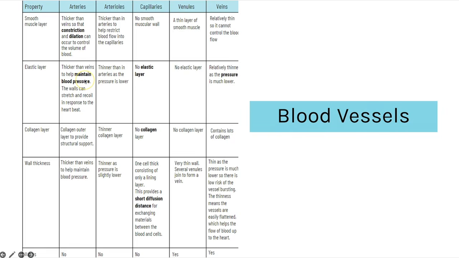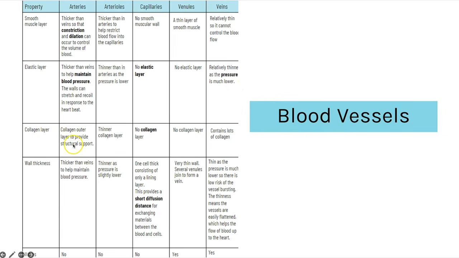The elastic layer is a similar concept here in terms of the differences. So you've got a thicker layer in the arteries and veins, and it helps to maintain the blood pressure. It's what enables that stretch and recoil in response to the heartbeat. You've got a thinner layer in the arterioles as the pressure is getting lower the further away you are from the heart. No elastic layer in the capillaries or in the venules, and there's a very thin layer in the veins.